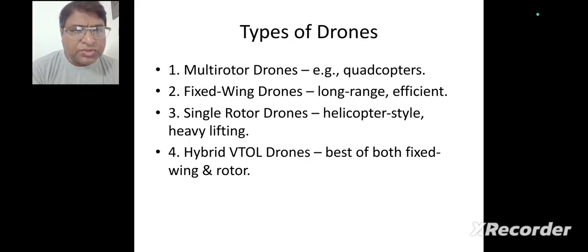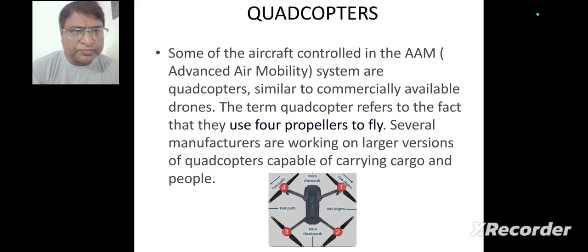Types of drones. There are different types of drones. Multi-rotor drones, that is to say quadcopters. Fixed wing drones, that is, long range and efficient. Single rotor drones, that is, helicopter style for heavy lifting. Hybrid VTOL drones, based on both fixed wing and rotor.